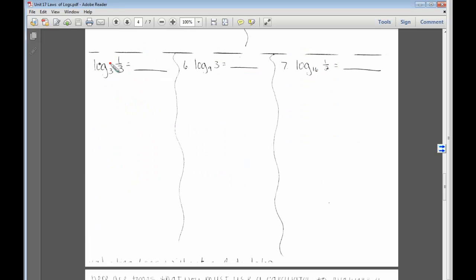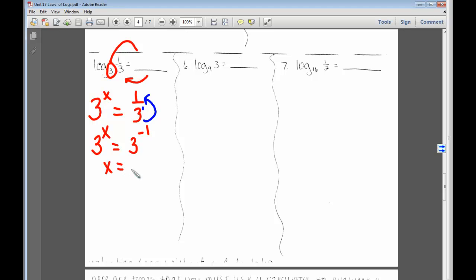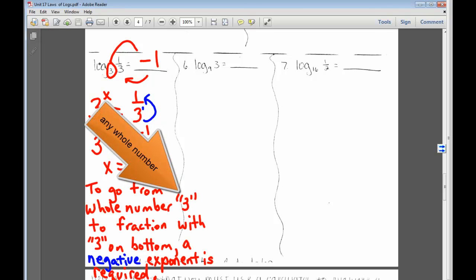Example 5. 3 raised to some power equals 1/3. 3 raised to some number equals 1/3. Remember, to get the same base, I would need to bring 3 to the first power to the top. Now that the bases are the same, we set the exponents equal to each other and solve to get negative 1. To go from a whole number 3 to a fraction with 3 on the bottom, a negative exponent is required.